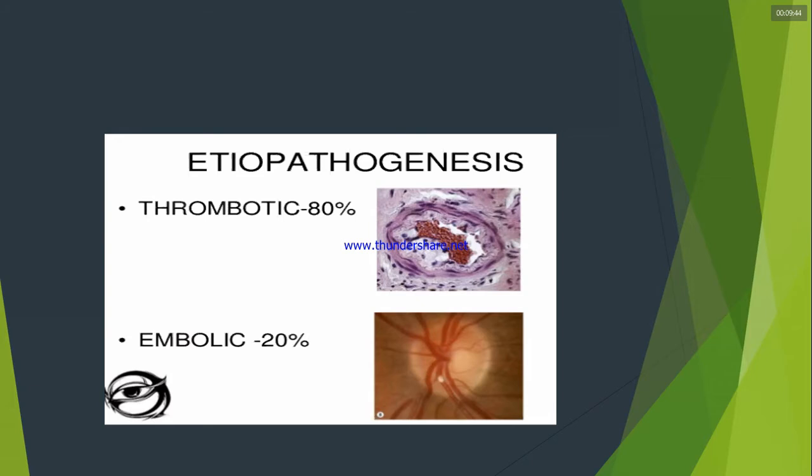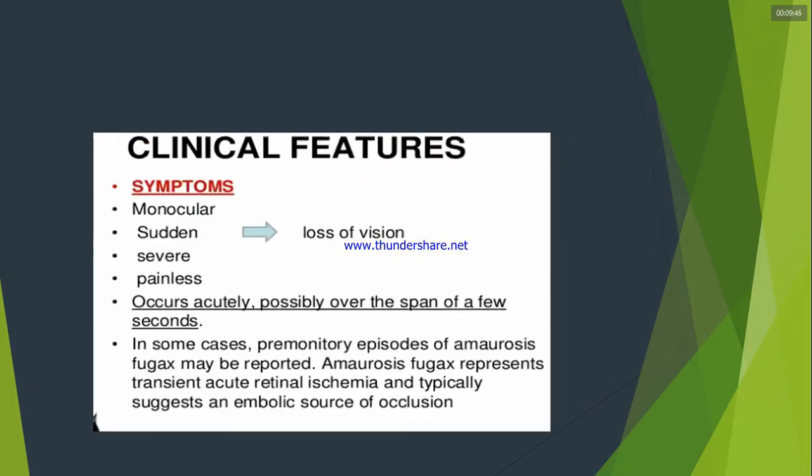So what can be the features? It can be monocular, sudden, severe, painless loss of vision. And it occurs acutely, possibly over a span of a few seconds. So within a second, very sudden loss of vision will be there.